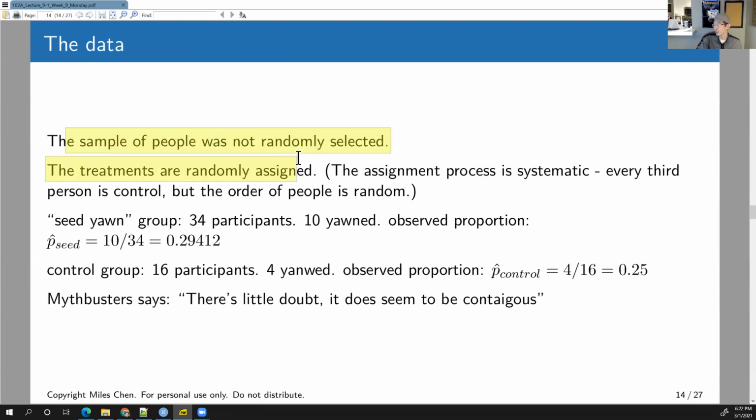And so technically they said every third person was selected to be in the control group.